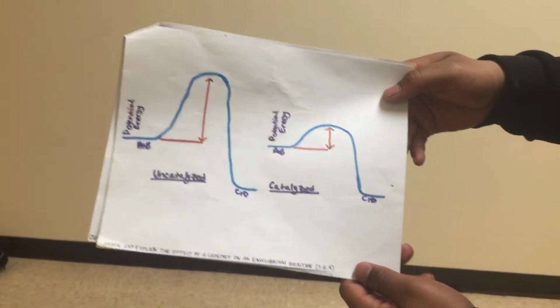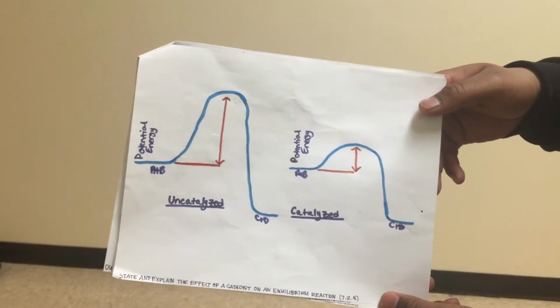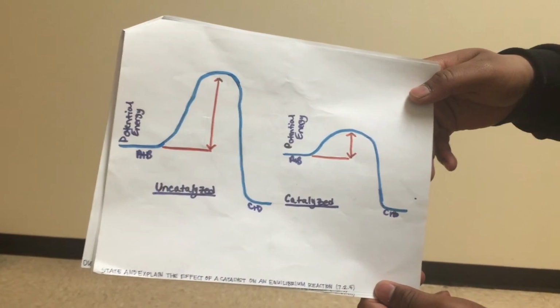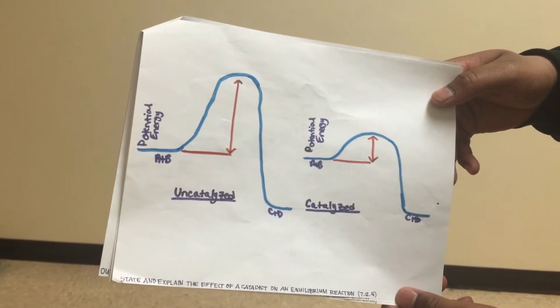Adding a catalyst to the reaction does not change the Kc value. It also does not shift the position of an equilibrium system. A catalyst does help a reaction reach equilibrium sooner and lowers the energy of activation of both the forward and reverse reactions.